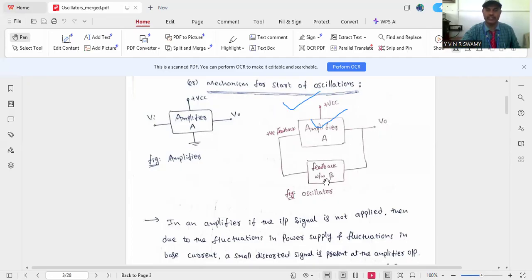So here we are giving some feedback. What is feedback? The process of combining a fraction of the output back to the input is called feedback. There are two types of feedback, positive feedback and negative feedback. Positive feedback is used in oscillators and negative feedback is used in amplifiers.